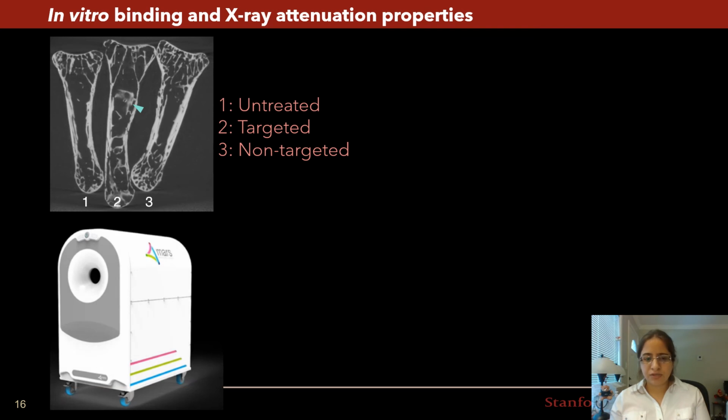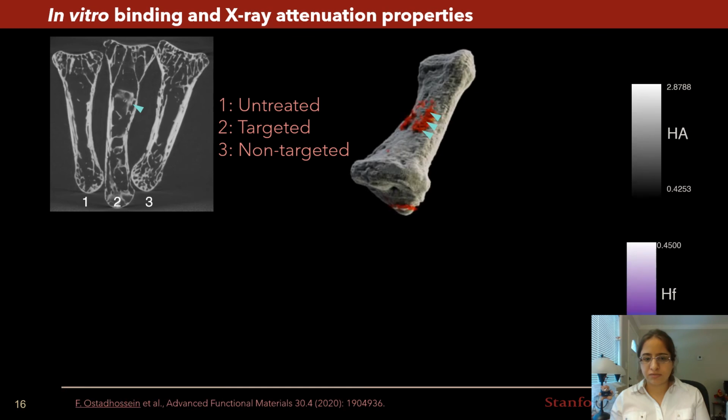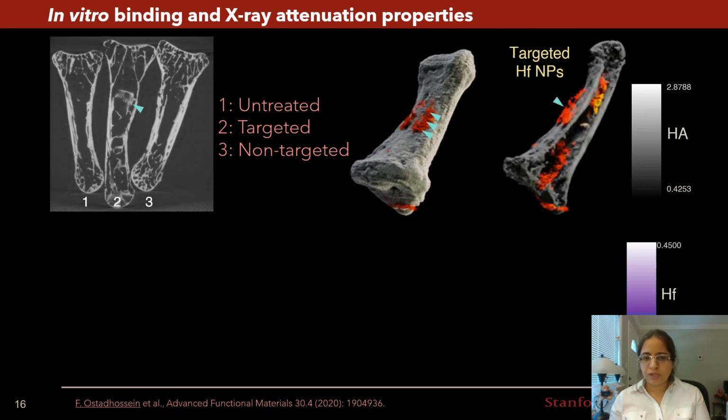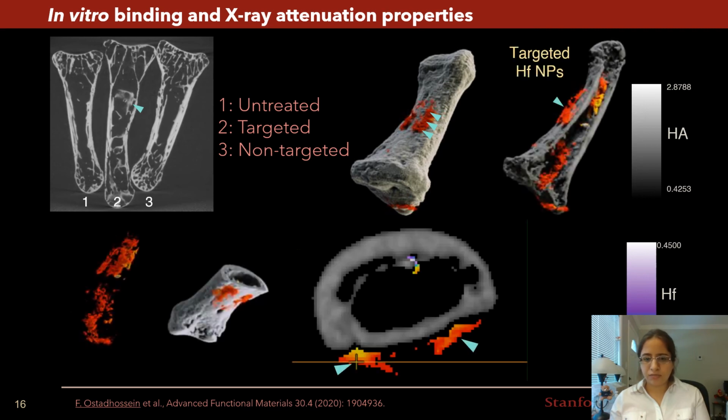Then we used a spectral CT with the help of our collaborators at Mars Spectral CT. And this is the image of the bone treated with nanoparticles with microdamages. And here you can appreciate how these nanoparticles are being distributed, which can give us information about the anatomy of the crack and also the concentration of the hafnium at the site of microdamages.